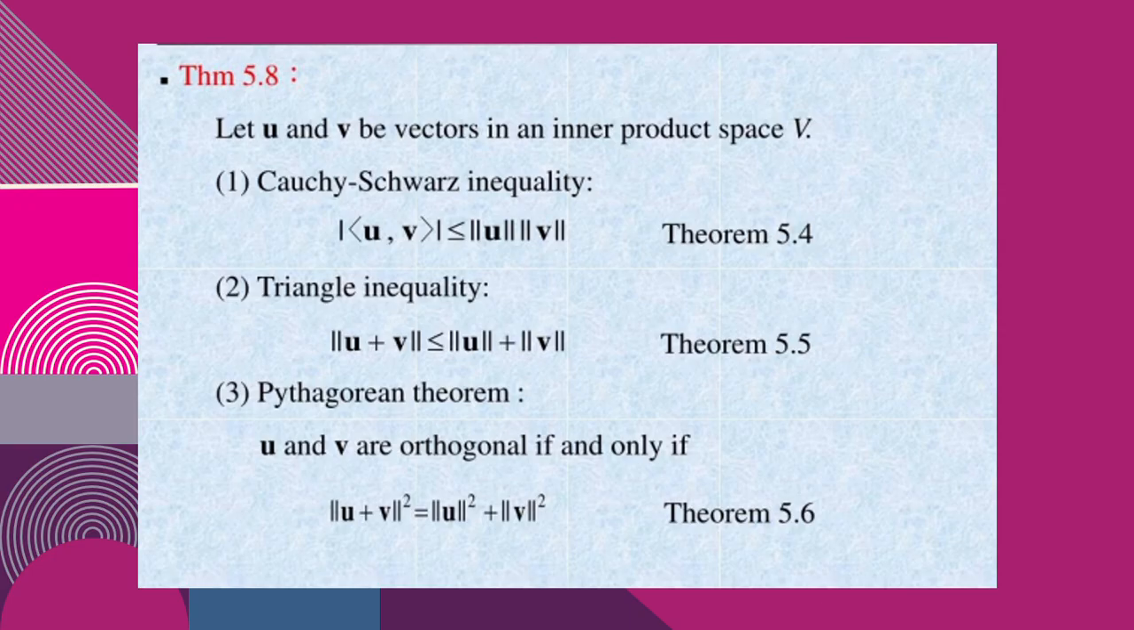Third, the Pythagorean theorem tells us that u and v are orthogonal if and only if the length of u plus v squared equals the sum of their squared lengths. This is theorem 5.6. So these three big ideas connect everything we've learned so far about vector length and direction.